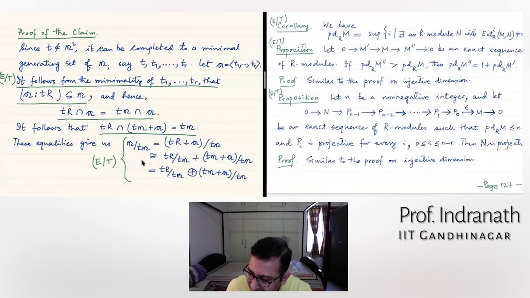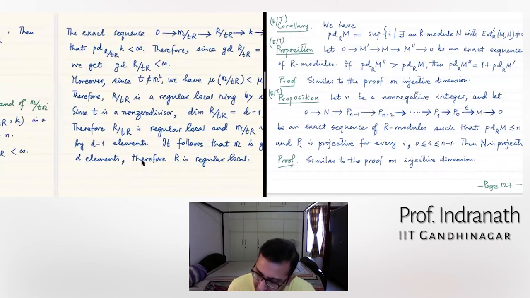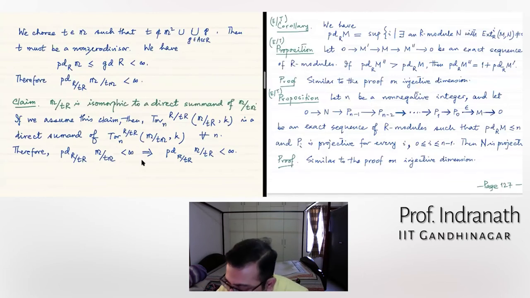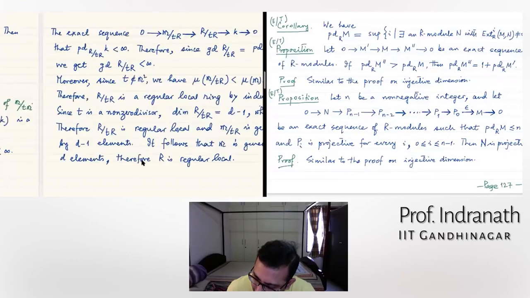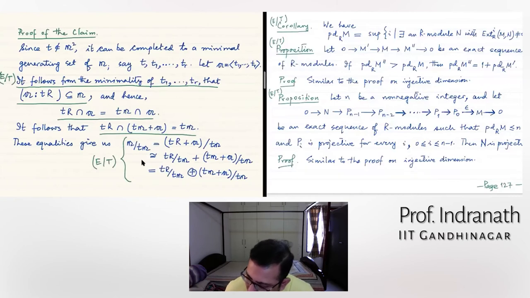When I'm writing all these things, I'm writing as what? Let us go back to the claim itself. I said M mod TR is isomorphic to a direct summand of M mod TM. I have written these as which modules over which rings? They are modules, of course, but over which rings? R mod TR. Okay. So please keep that in mind.